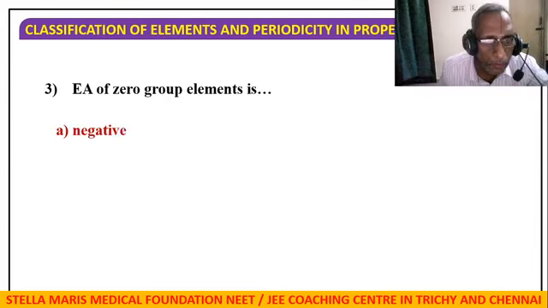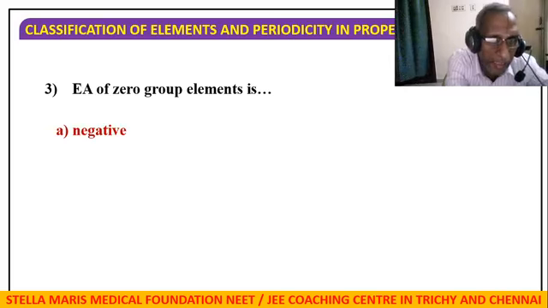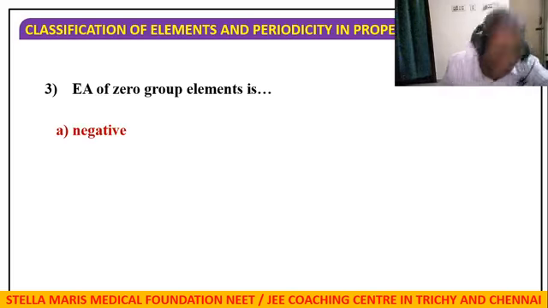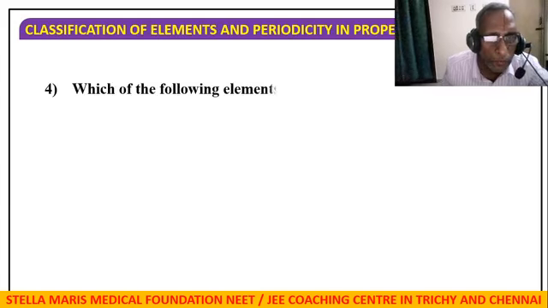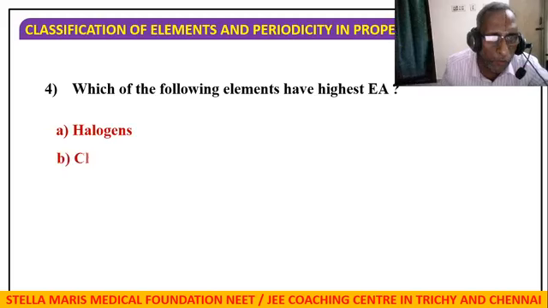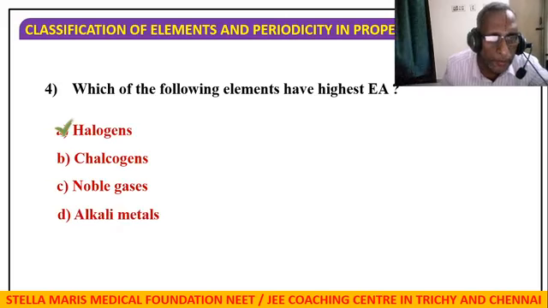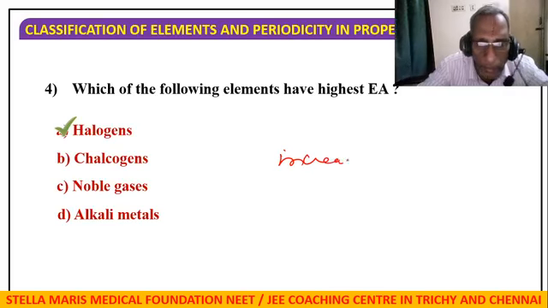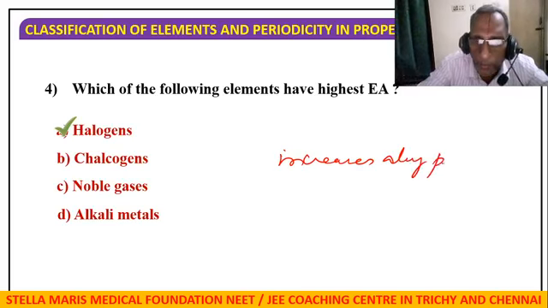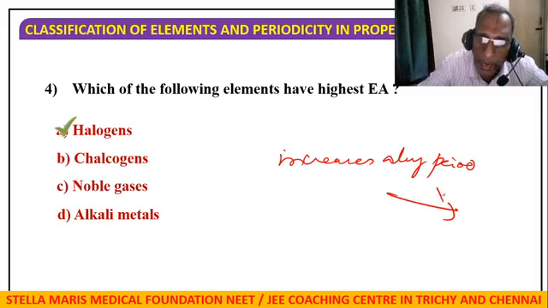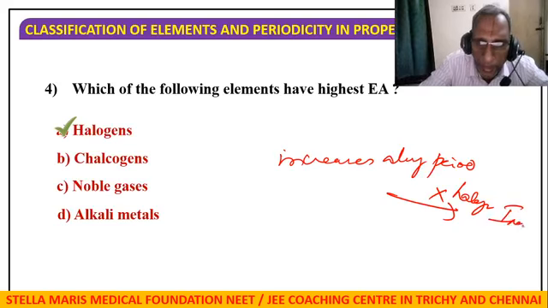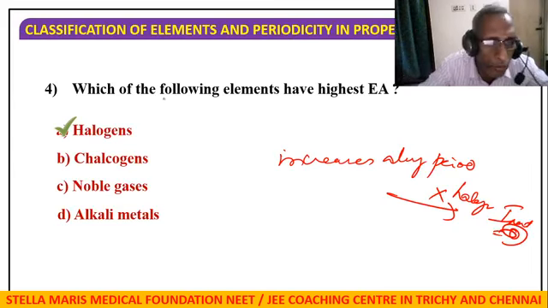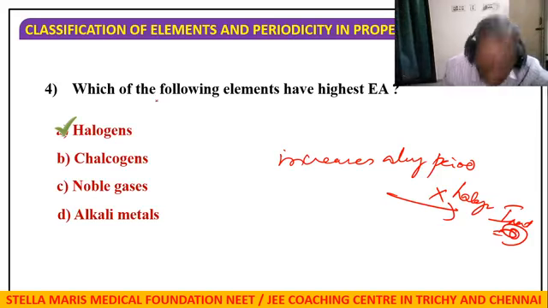Zero group elements is nothing but inert gases. Inert gases, their electron affinity we have studied, is 0. So the value is 0. Which of the following has the highest electron affinity? Increases along the period we have seen. So if you go through the period, halogens have the maximum. Next is inert gas. Inert gas value just now we have seen they have 0. So halogens is the answer for this question.